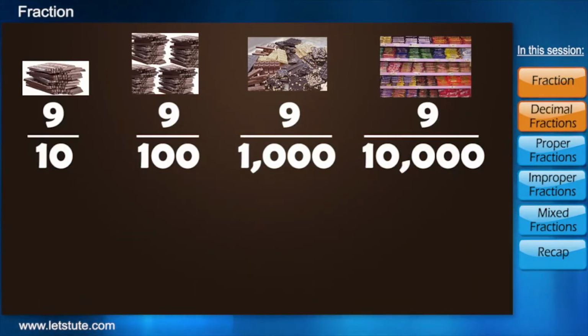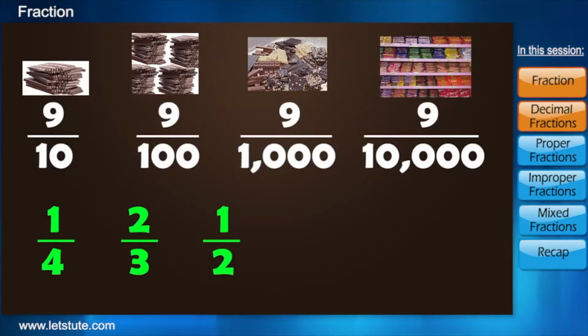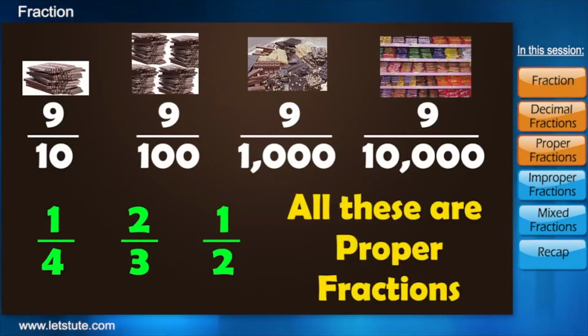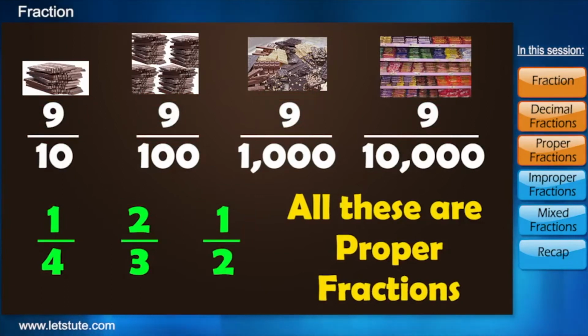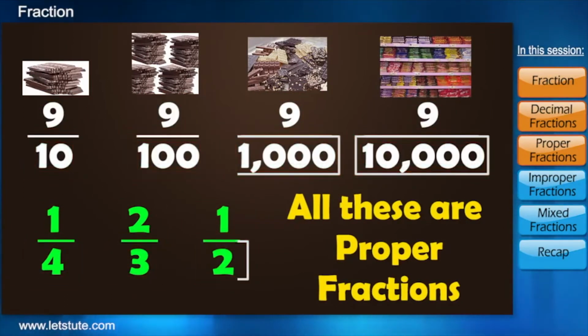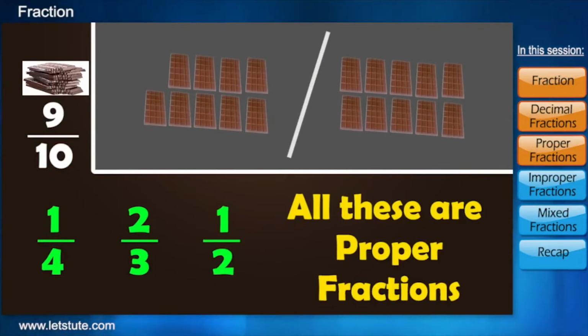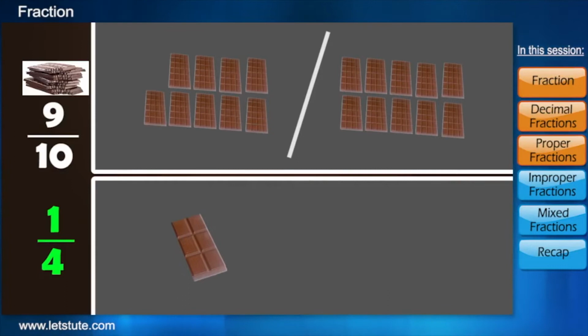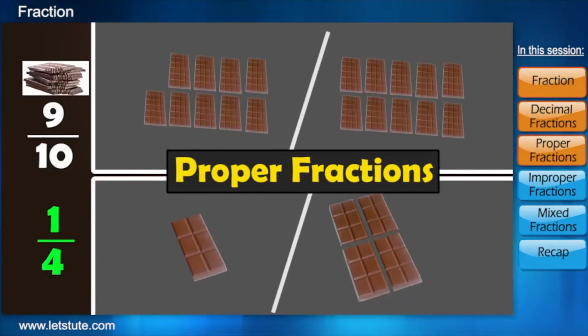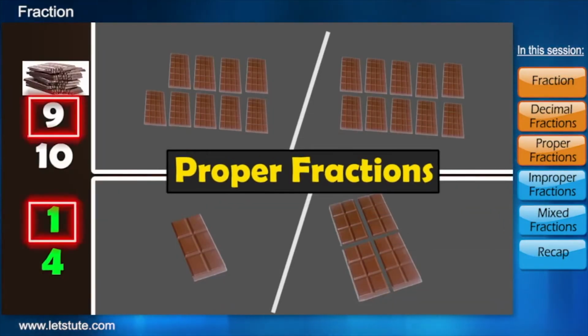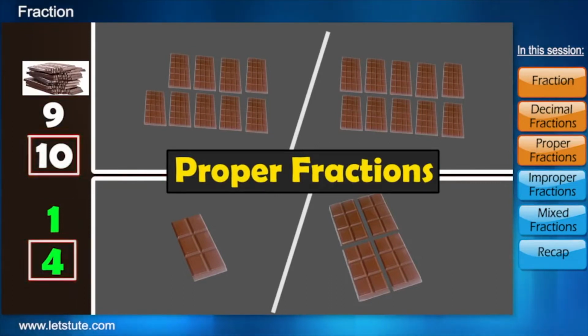Till now, whichever examples we saw, all these are proper fractions. Proper fractions are the fractions where the numerator is smaller than the denominator. Taking out 9 chocolates from a pack of 10 chocolates, or taking one piece from a chocolate which is divided into 4 equal pieces. These examples will make only proper fractions because their numerator is always smaller than the denominator.